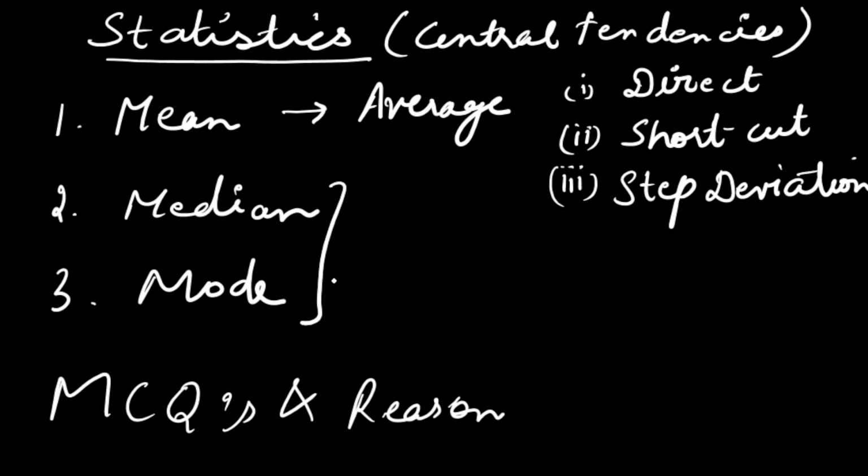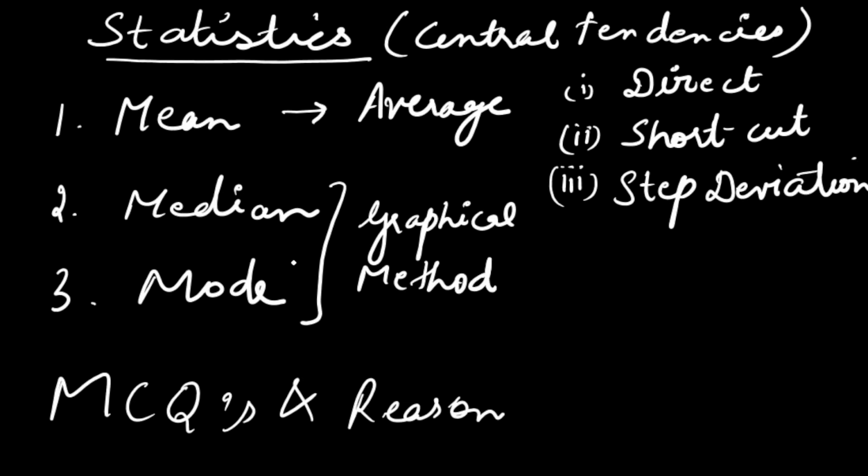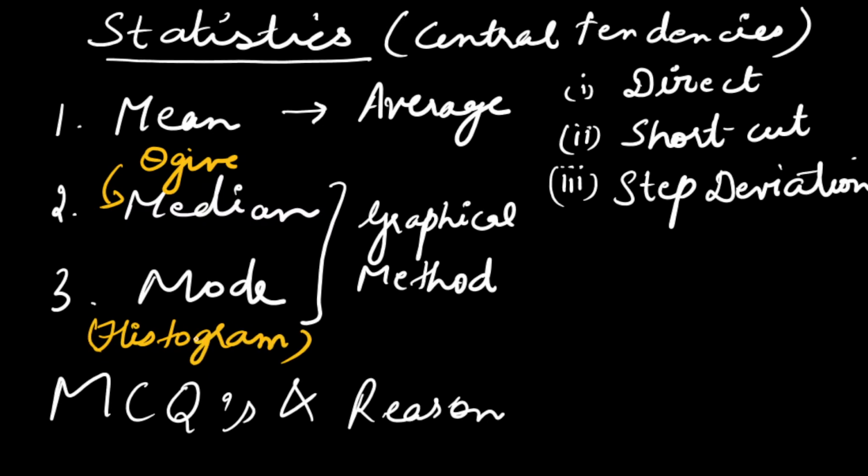Then for median and mode, only the graphical method is there. The graph which will help us to find median is the ogive graph, and for mode, it is the histogram. So with the help of the histogram, we'll learn how to find mode, and with the help of the ogive, we'll learn to find median. So let's start.